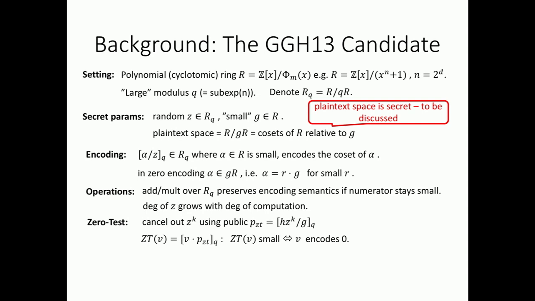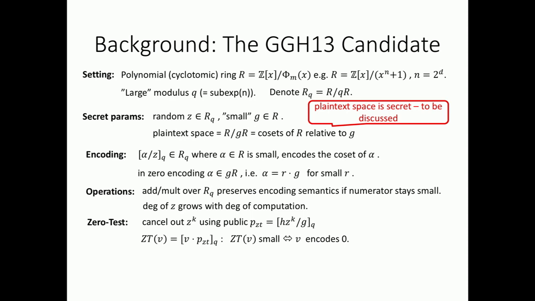And the way that you perform the zero test is just by multiplying your input encoding v with this PZT and taking the result modulo q and checking if you got something that is small. So like Mark showed in the previous talk, when you start with an encoding of zero, then z to the k over g is going to cancel out. What you're going to get in the end is just this h times the r from the encoding, and that's going to be pretty small. It's still going to be small, much smaller than q.